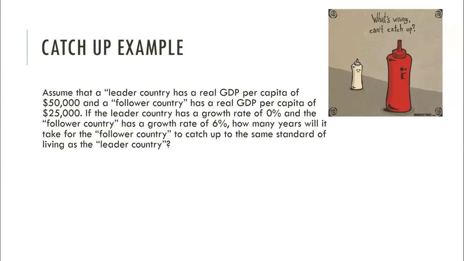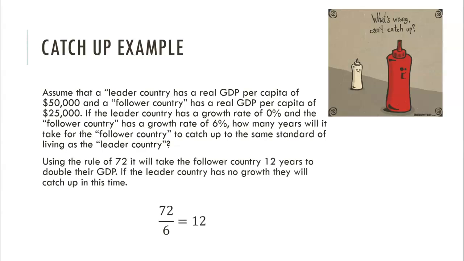So here what we're going to do is use our rule of 72 to see how long it's going to take our follower country to double in size. So we're going to say 72 divided by 6 because they have a growth rate of 6%, and that's going to lead to real GDP doubling in 12 years. And so if the follower country is growing 6% more than our leader country, they're going to have the same level of real GDP per person, per capita, after only 12 years.